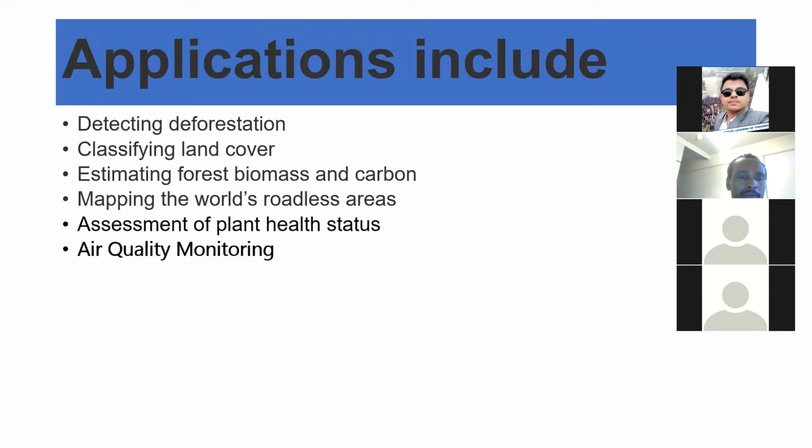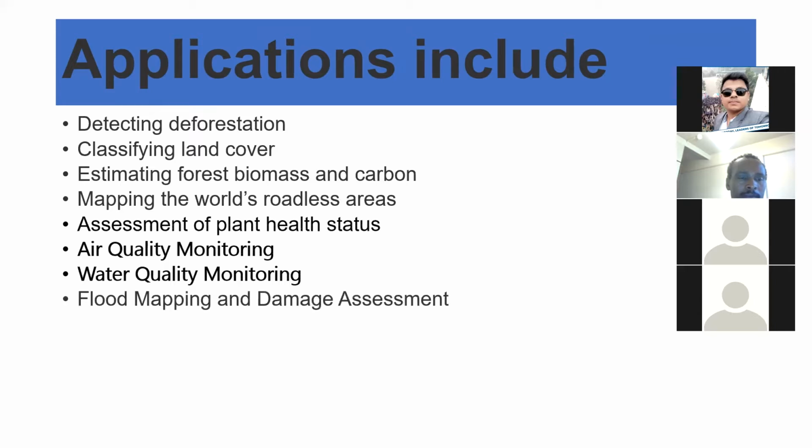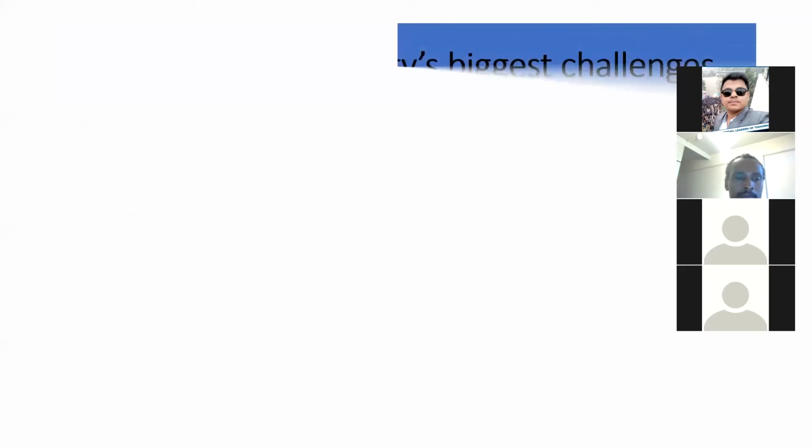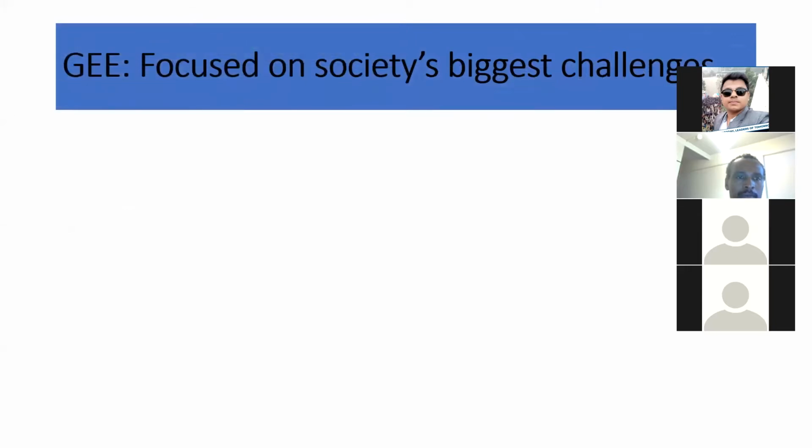We can also easily do air quality monitoring using Google Earth Engine. We can do water quality monitoring, flood mapping and damage assessment, drought monitoring and burn severity mapping, and so on. You can do all of these applications using the Google Earth Engine platform, and also land surface temperature monitoring. You can easily do any remote sensing application with this tool. So Google Earth Engine focuses on society's biggest challenges.